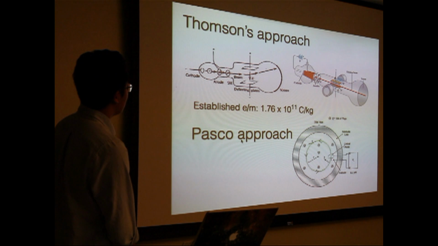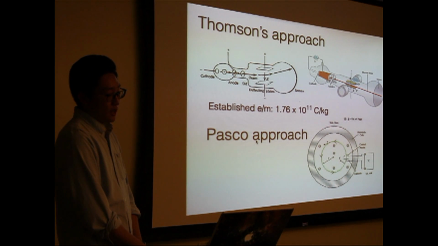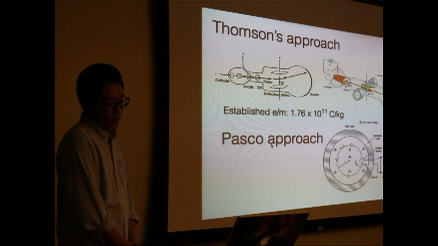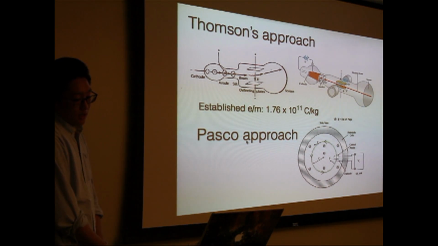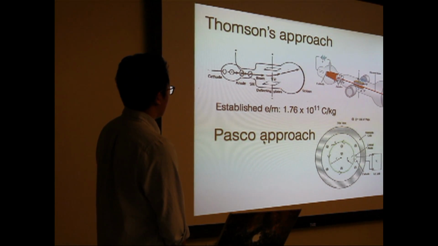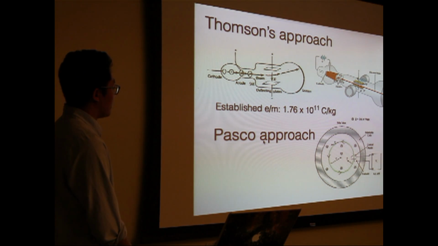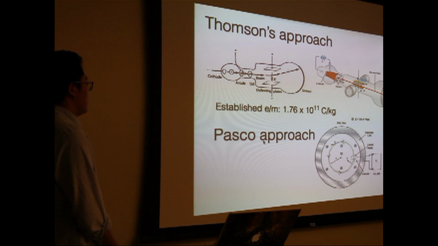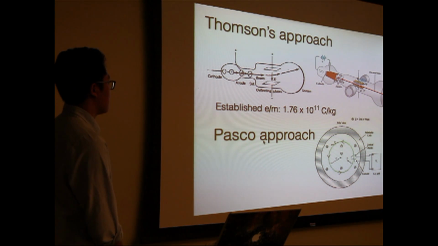He used a cathode to accelerate the electron beam, and the electron beam is deflected by the electric field. Thomson had a B field, the magnetic field, perpendicular to the electric field to neutralize it so the beam goes in a straight path. The e over m ratio he measured is 1.76 times 10 to the 11th coulomb per kilogram.